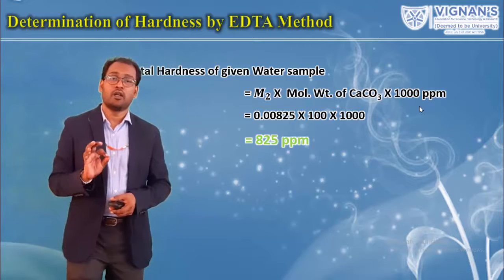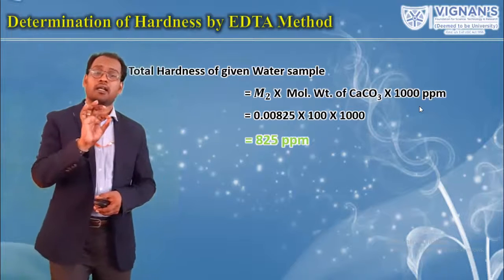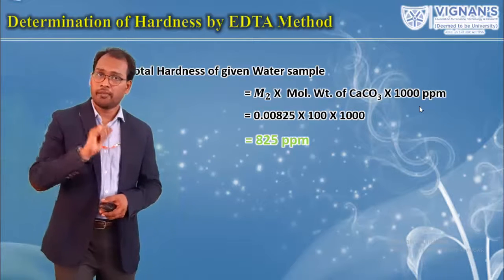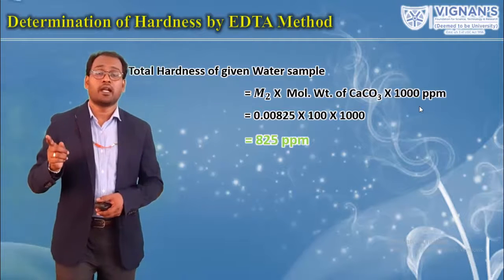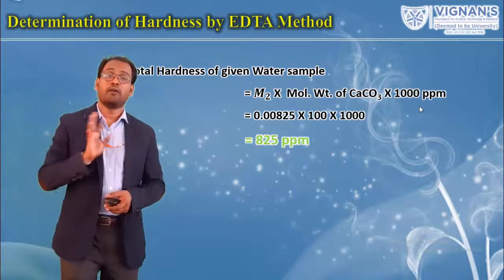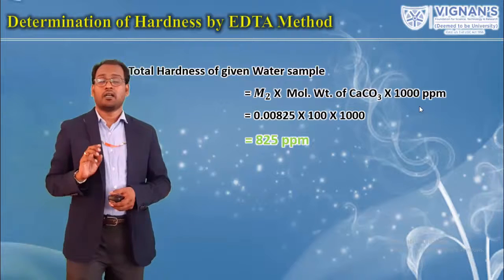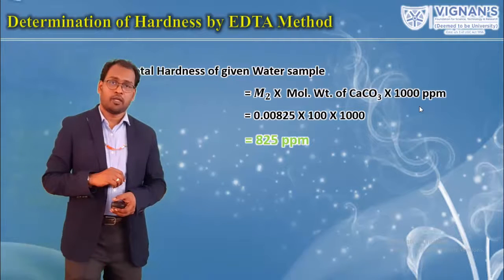Total hardness is equal to permanent hardness plus temporary hardness. Permanent hardness can be measured by boiling the sample and doing the estimation and titration, whereas total hardness you can get by using the raw water sample. So when you subtract this, you will get temporary hardness. So this is how hardness can be estimated.